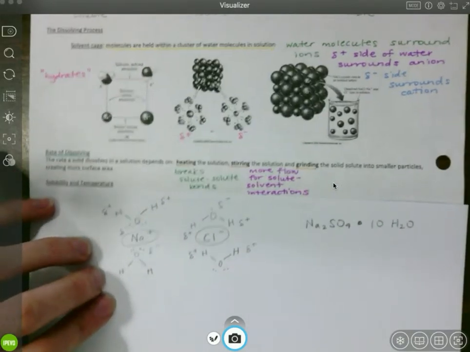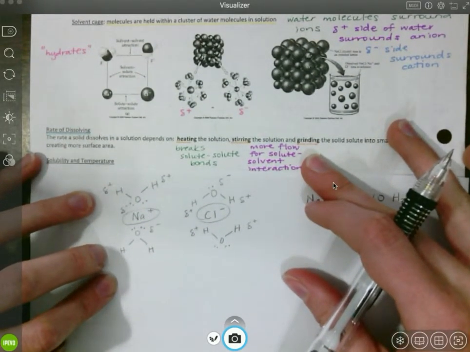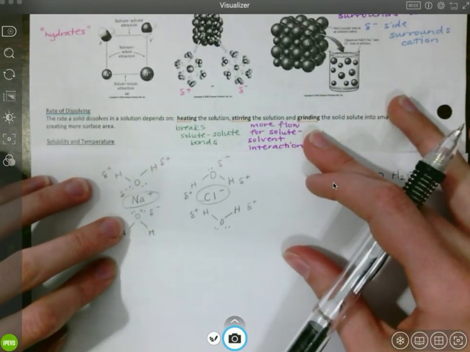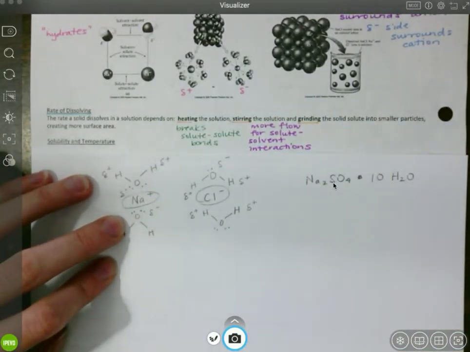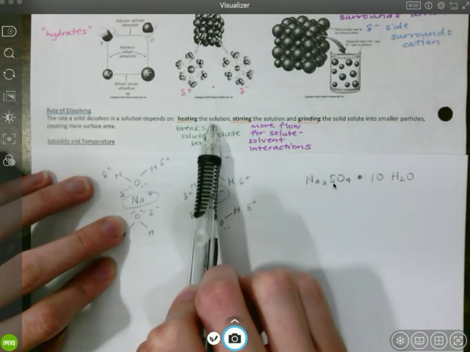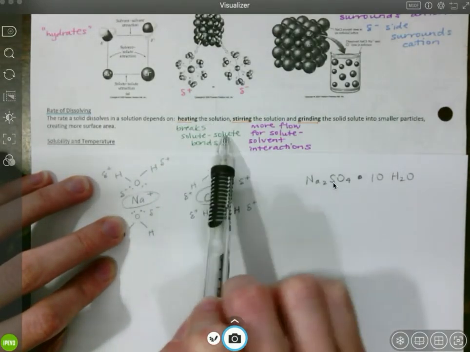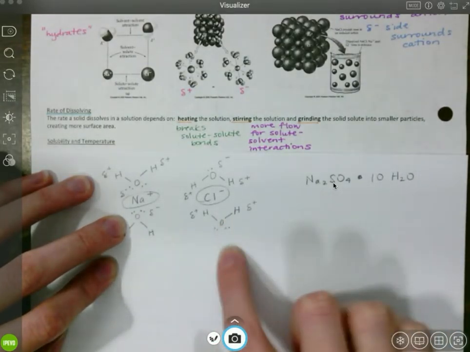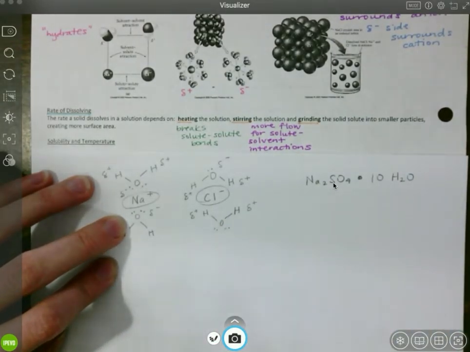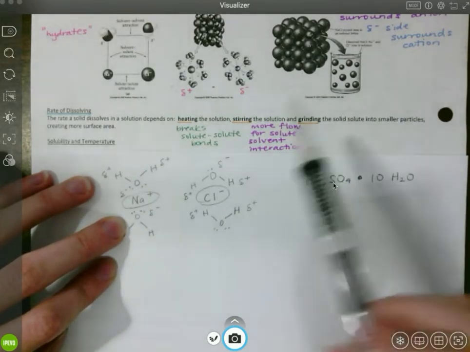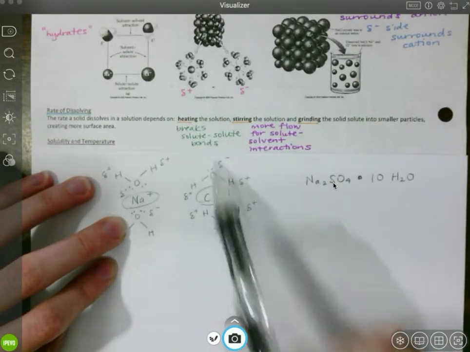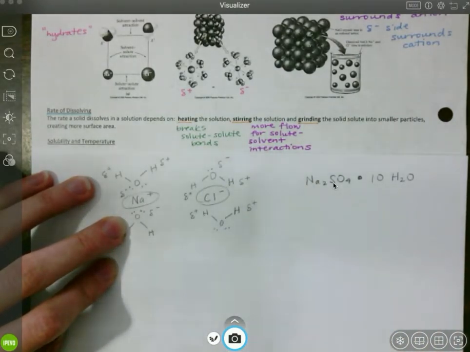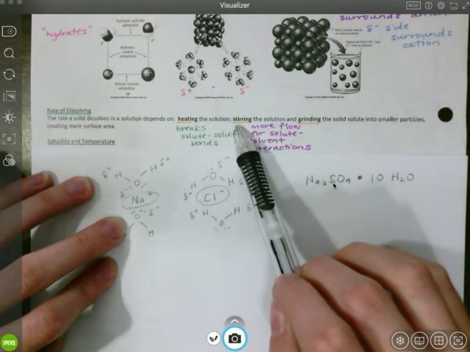Okay, so our rate of dissolving is going to be affected by 3 things. So 3 things are going to increase our rate of dissolving. The first is heating a solution. Heating a solution breaks apart the solute-solute bonds, because heating a substance is going to make our molecules move a lot faster. They're breaking away, moving away from the molecules around them. So really, intermolecular forces, instead of bonds.